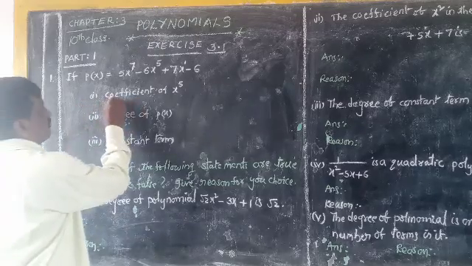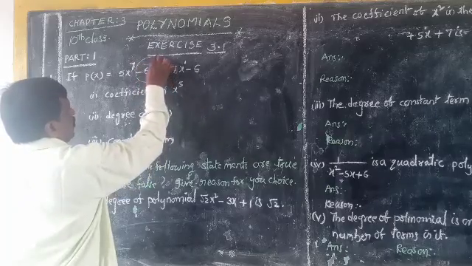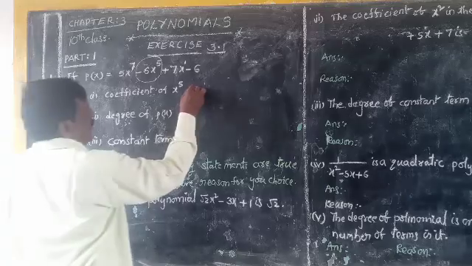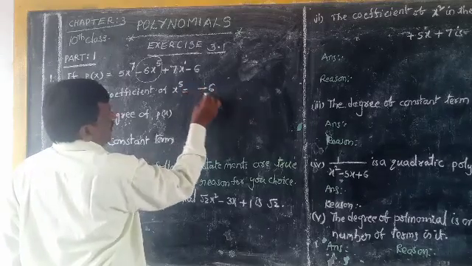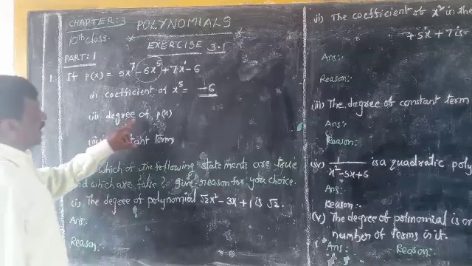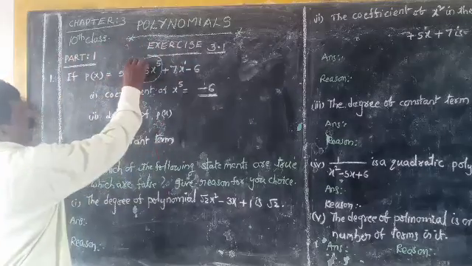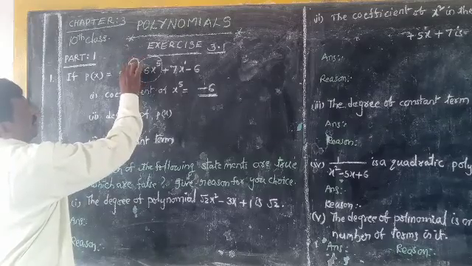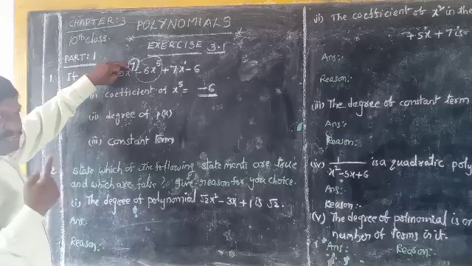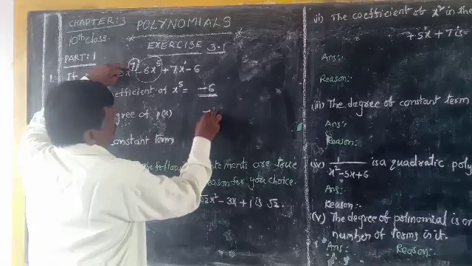So the coefficient of x to the power of 5: this is the x to the power of 5 term, and its coefficient is minus 6. Minus 6 is the coefficient of x to the power of 5. Now the degree of p of x, the total degree. The highest degree is 7, so the degree of p of x is 7. The highest value of the degree is the degree of p of x, so 7 is the degree.